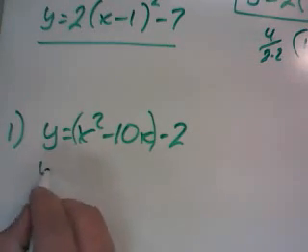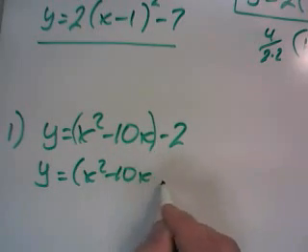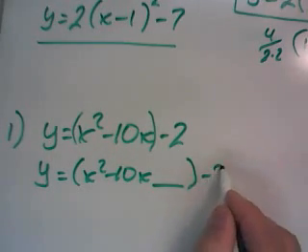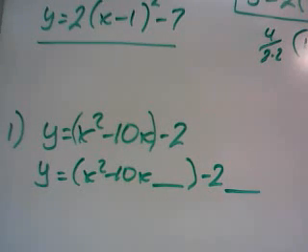So I can go ahead and rewrite this like this. y equals x squared minus 10x. I'm going to leave a space inside the parentheses. Minus 2, and I'm going to leave a space outside of the parentheses.